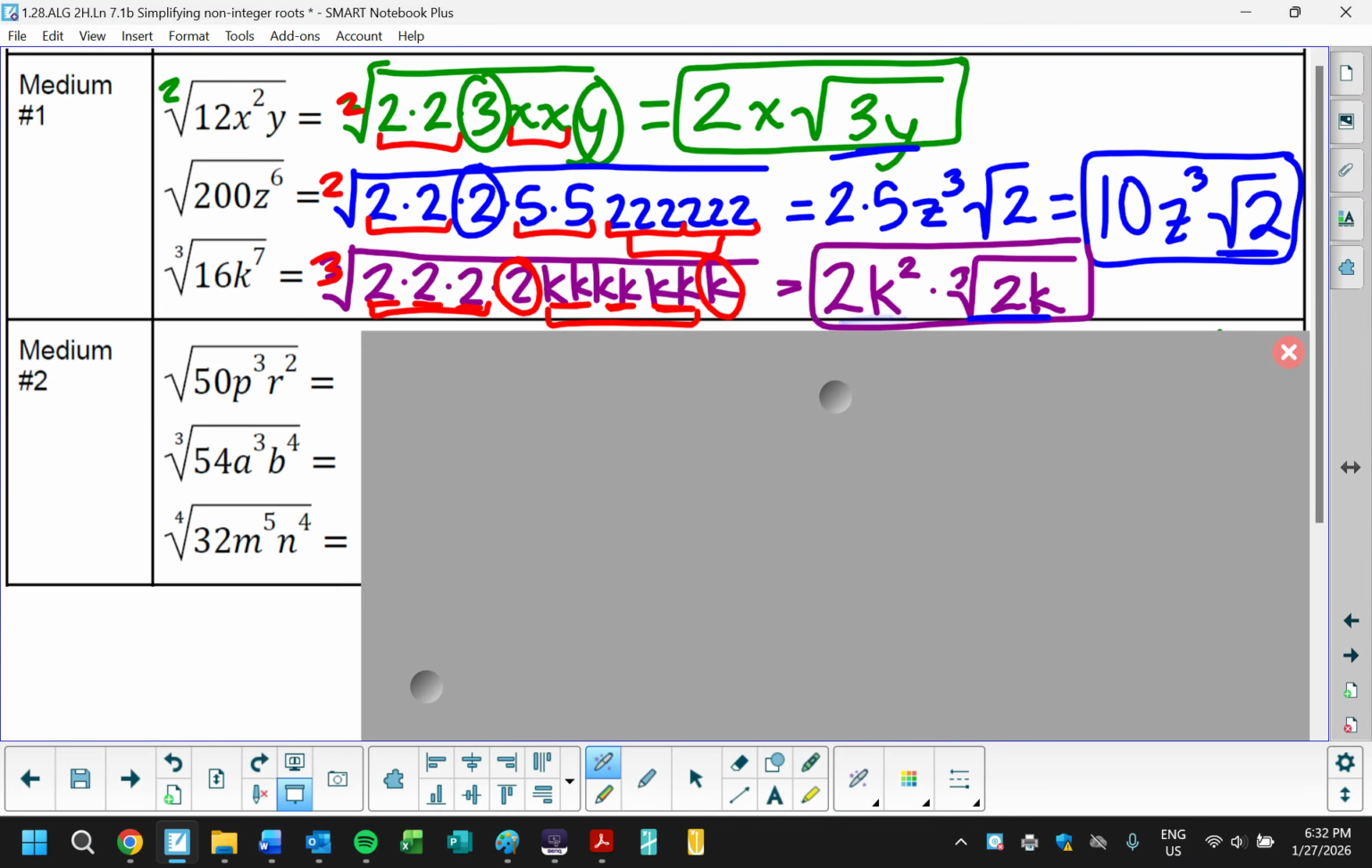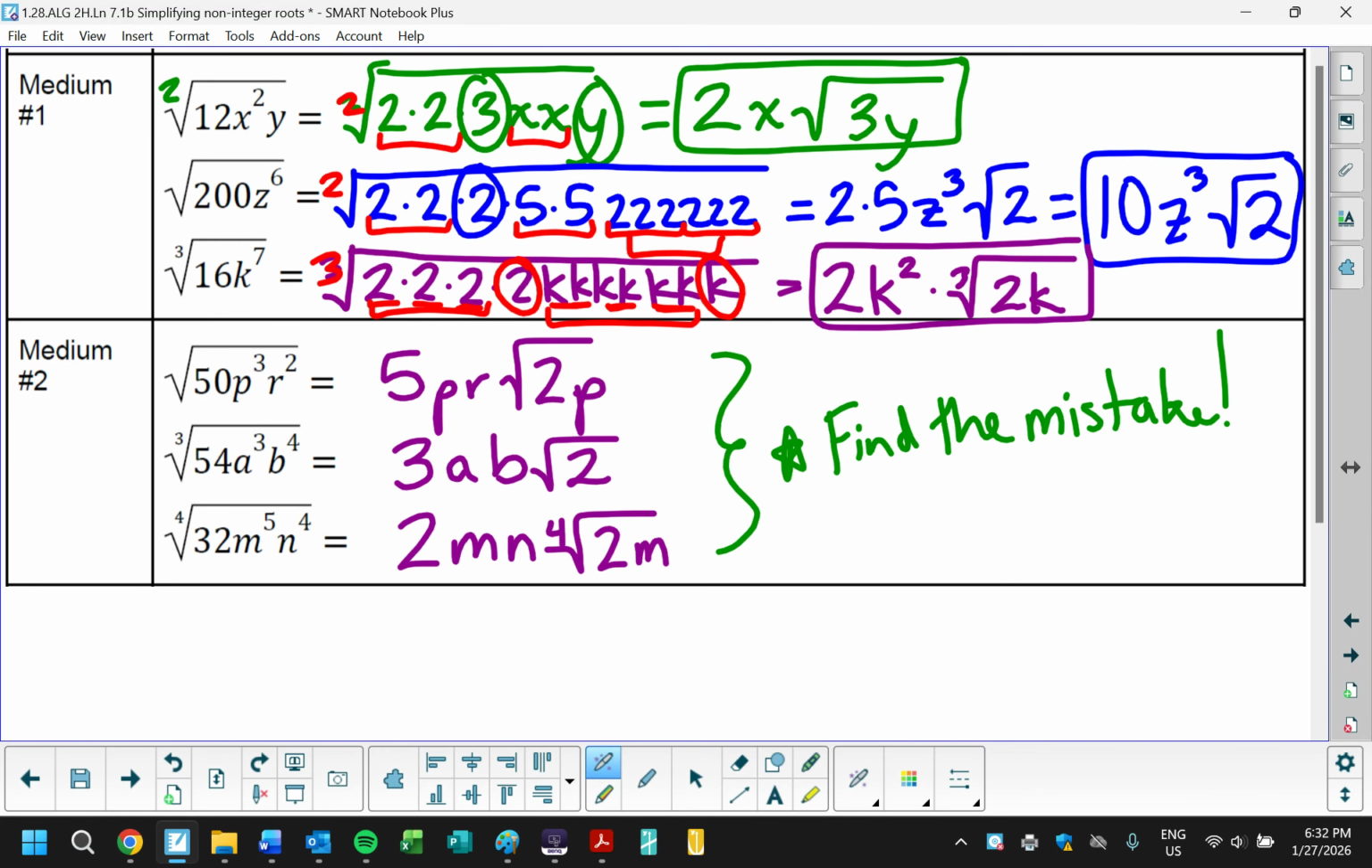Now, go ahead and pause your video. Let's see how you do with medium number 2 and come on back when you are ready. I did embed one mistake in here. I'm going to let you see if you can spot it.